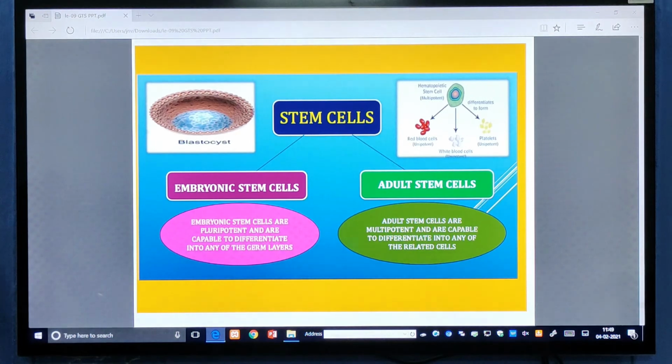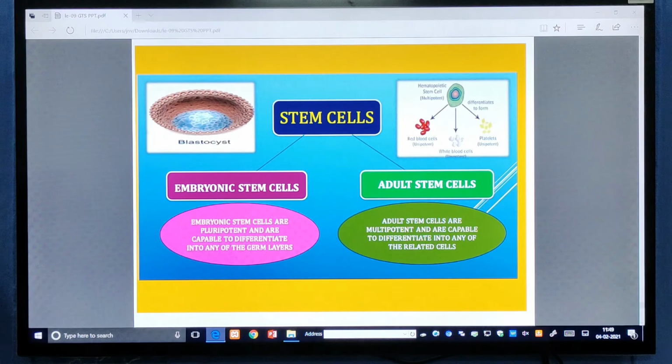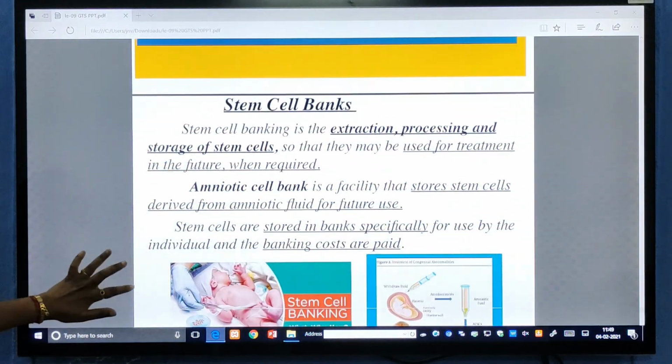So for the stem cells, you can see the blastocyst here, also the cells from the adult stem cells and the embryonic stem cell. You can see the differentiation. Embryonic stem cells are pluripotent and are capable of differentiating into any germ layers, whereas adult stem cells are multipotent and are capable of differentiating into any of the related cells. Okay, this is the difference between these two.